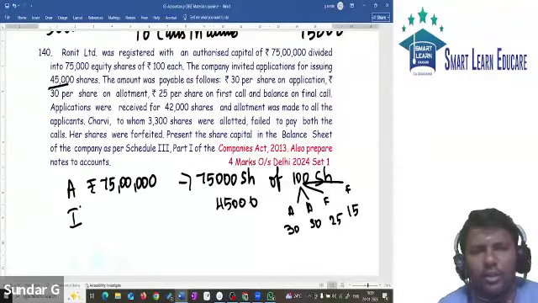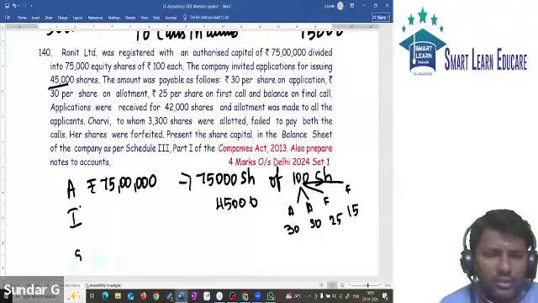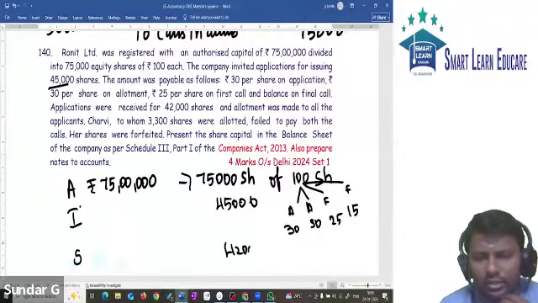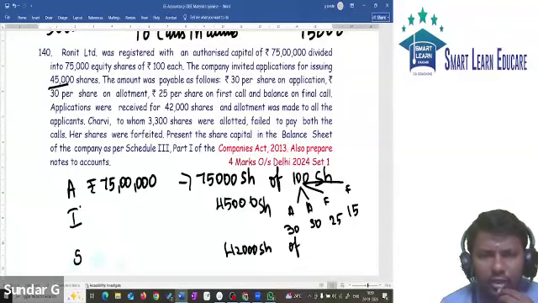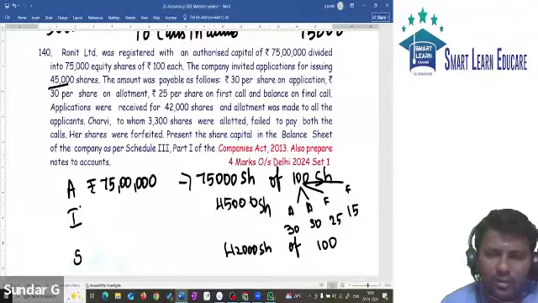Applications were received for how many shares? 42,000. Subscribed capital is how many shares? It is 42,000 shares of rupees 100. Same. In this, who has not paid?